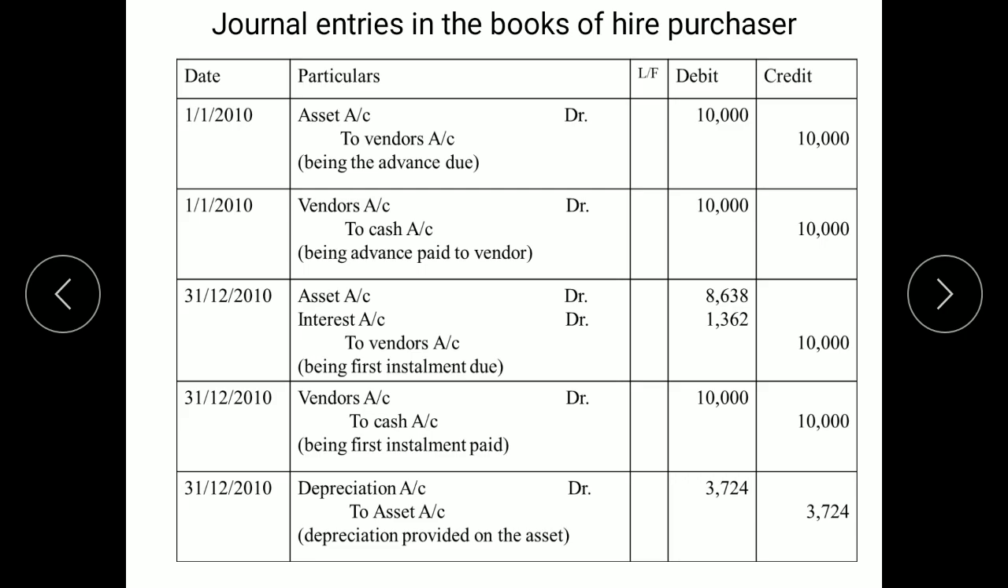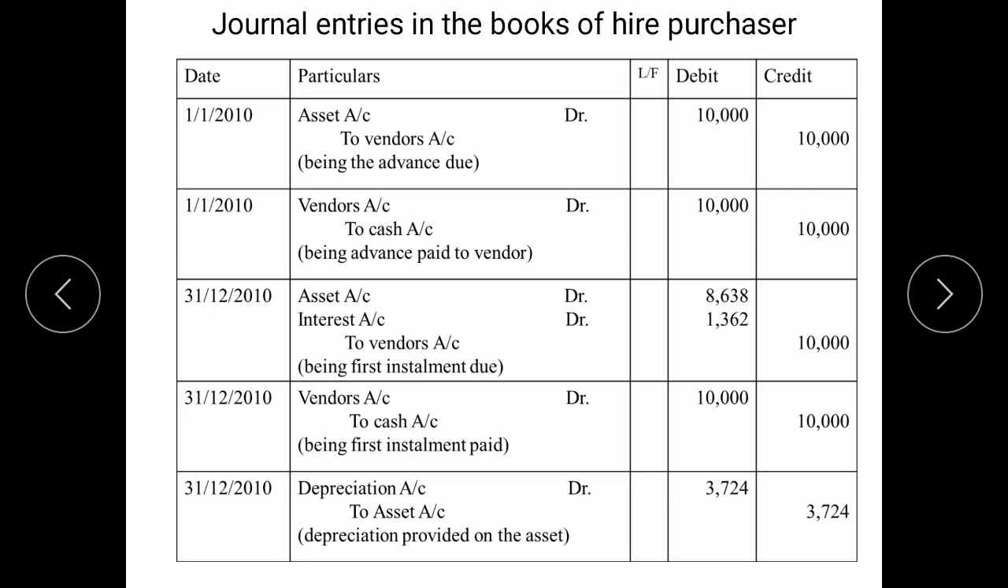So we'll look at the journal entries in the books of hire purchaser. In the beginning of the year, when the agreement is made, the advance becomes due. So the journal entry is asset account debit to vendor's account with the amount of advance which is due. Then on the same date, 1st January 2010, the advance is being paid to the vendor. So journal entry, vendor's account debit to cash account with the amount of advance paid.